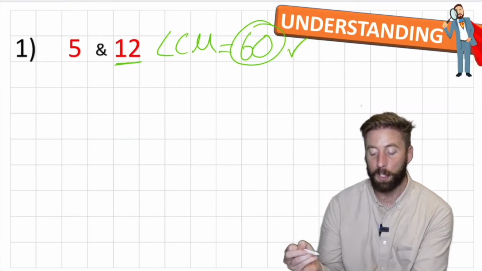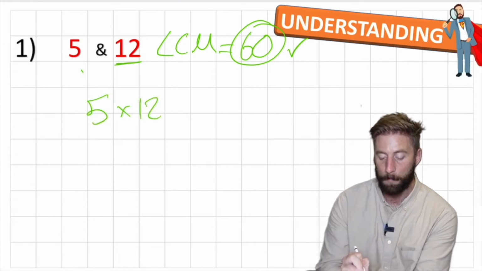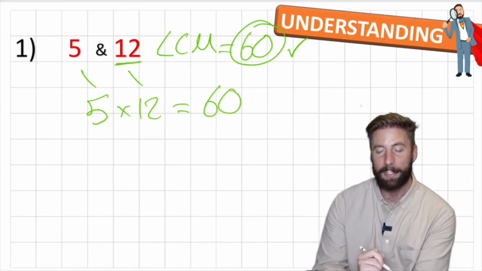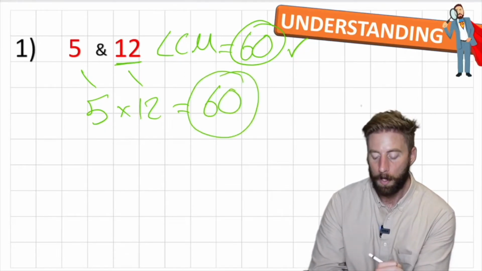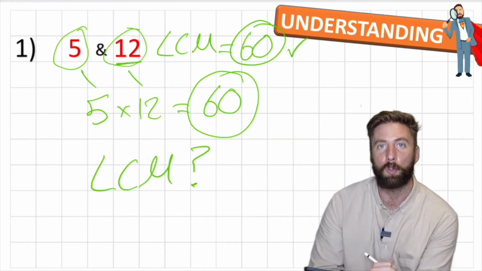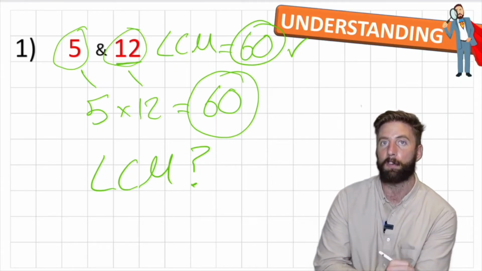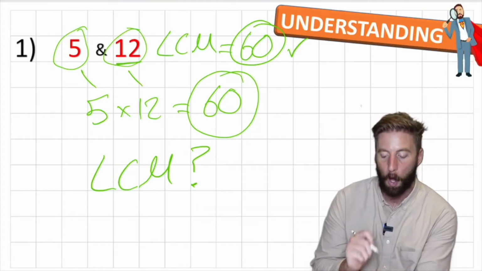Now what you might notice with our lowest common multiple being 60 is that 60 is actually 5 times 12, our 2 numbers. 5 times 12 is 60. So we know that 60 was going to be a multiple, but we don't know if this is our lowest common multiple. So I'm not going to use this method. This method's great for finding a multiple, any multiple, but we don't always necessarily know it's the lowest common multiple.